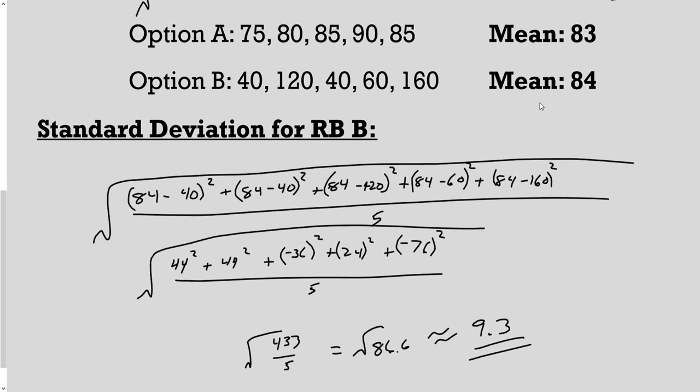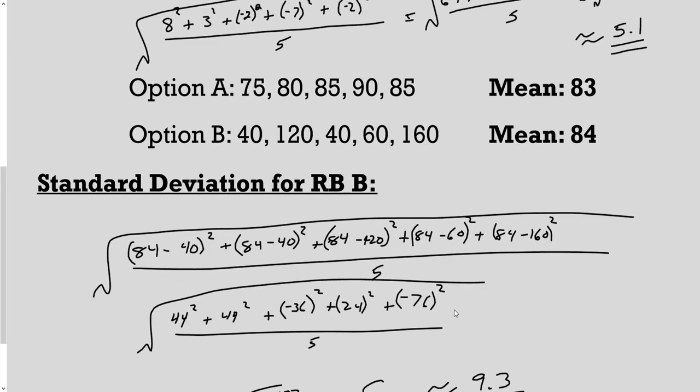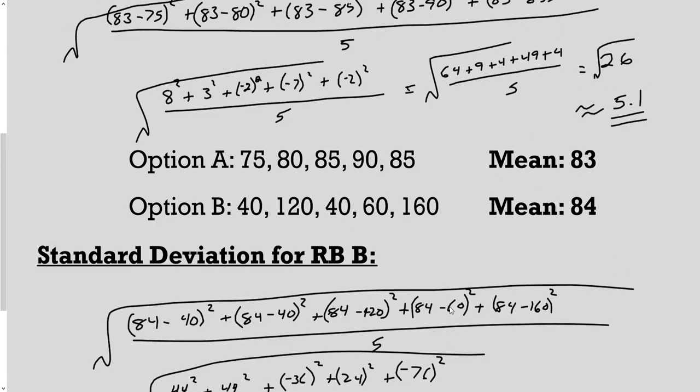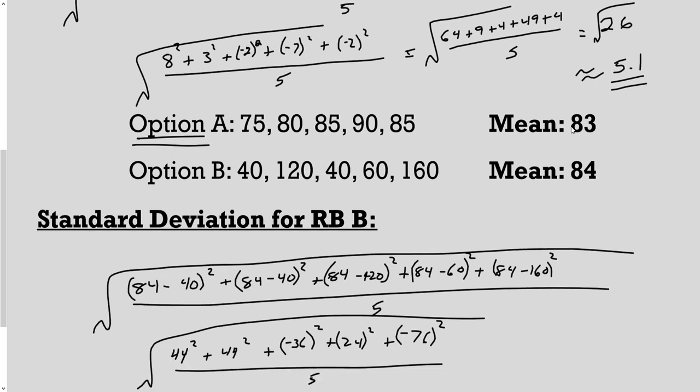So although running back B does run on average 1 yard farther than running back A, his standard deviation is quite a bit larger. If I were choosing these players, I would 100% choose option A. He's not that much below option B in terms of the average. They're running basically the same amount, but he's far more consistent. You know you're going to get 83 yards out of option A most of the time.